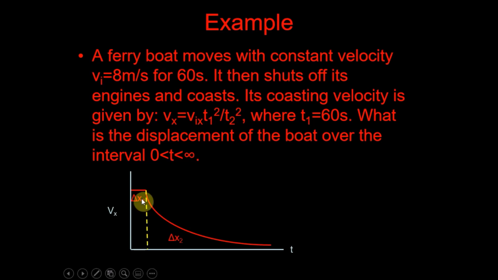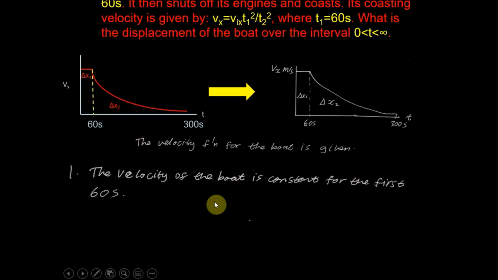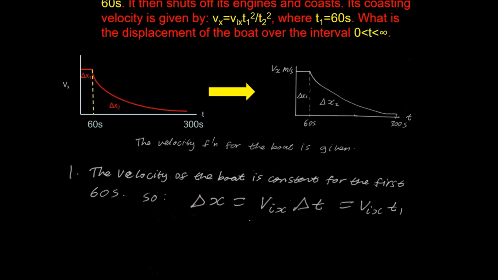Well, here's delta x1, here's our initial displacement, and here's our displacement after the boat's engines have shut off. So the situation is such that our graph will look like this. The velocity function for the boat is already given. It's constant for the first 60 seconds, so delta x is just v_i times t. That will be 8 times 60 seconds, which will give us 480 meters.